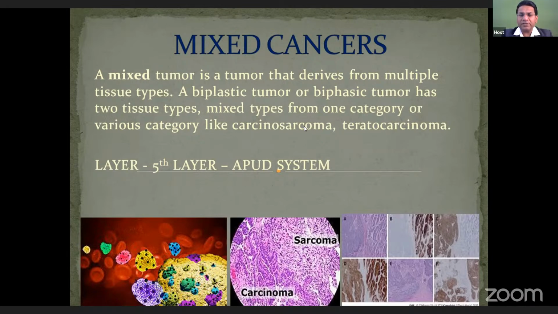These mixed tumors mostly involve or include the 5th layer of ECPD system. So most of the tumors are from glands and ECPD system. So you can see here carcinoma and sarcoma. So mixed type of cells, tissues are involved in this tumor.